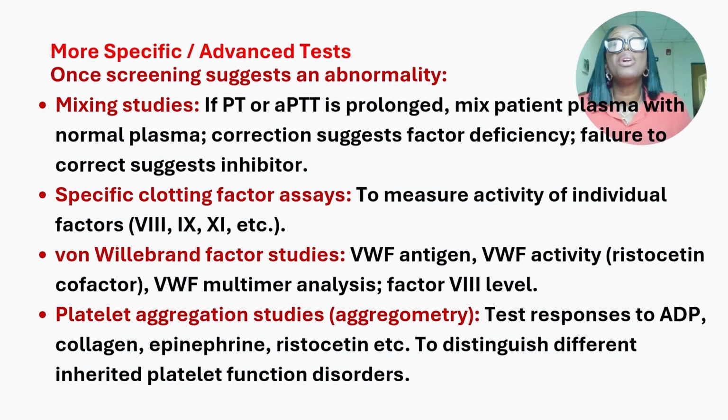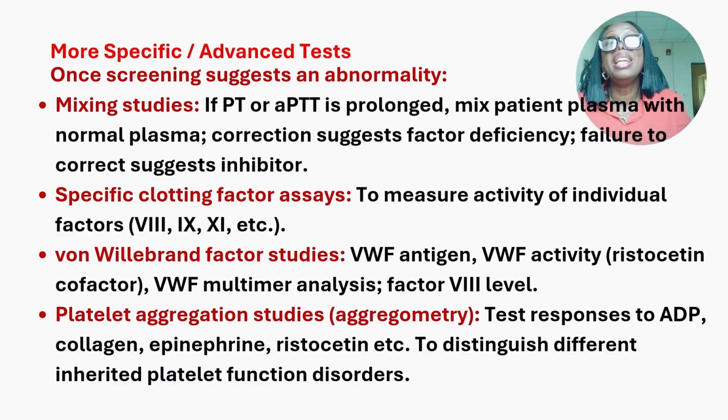And then when you have done all these things, you have more specific and advanced tests that you can also do, what we call mixing studies. When I talked about secondary hemostasis, I took time to explain what we mean by mixing studies and how you can actually perform mixing studies in the laboratory. When you have done prothrombin time test or activated partial thromboplastin time test on a patient and it is prolonged, what happens? You suspect that a factor is actually deficient. The factor that has to do with this coagulation pathway is actually deficient.